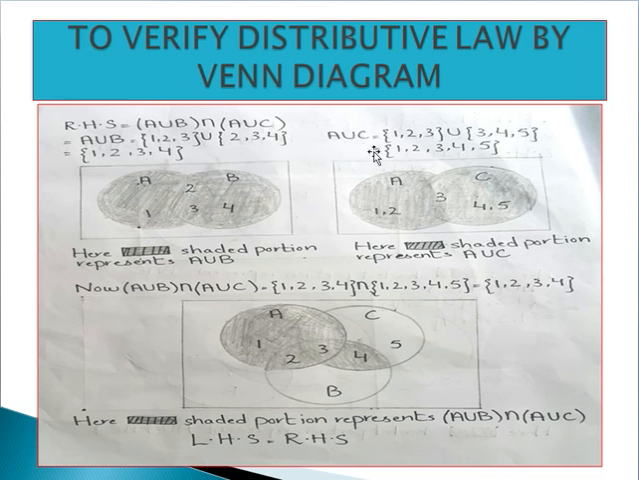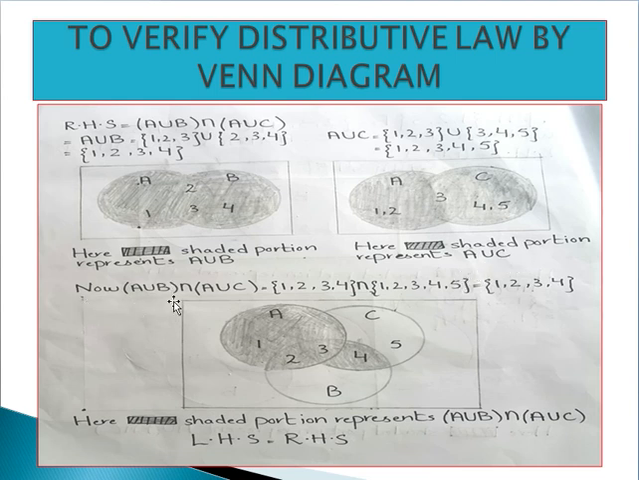Now A union C. A has elements 1, 2, 3. C has elements 3, 4, 5. We put together the elements: 1, 2, 3, 4 and 5. Now in Venn diagram, A has elements 1, 2, 3. C has elements 3, 4 and 5. And all this shaded portion shows our result. So this is the shaded portion A union B, and this is the shaded portion A union C.